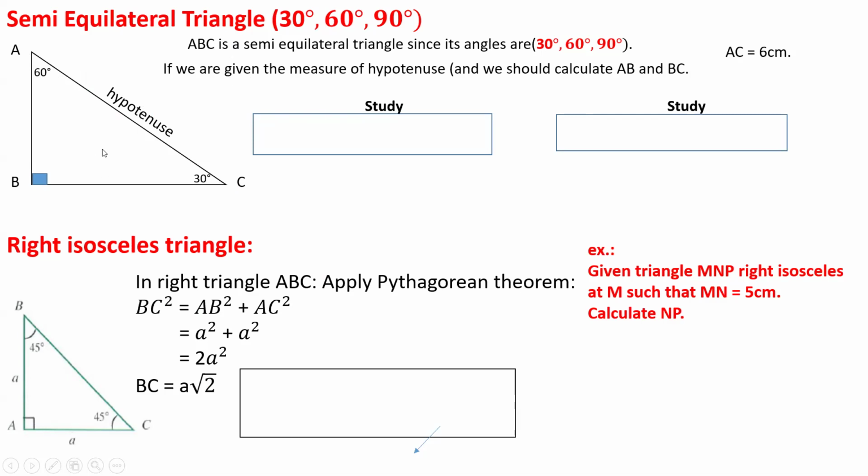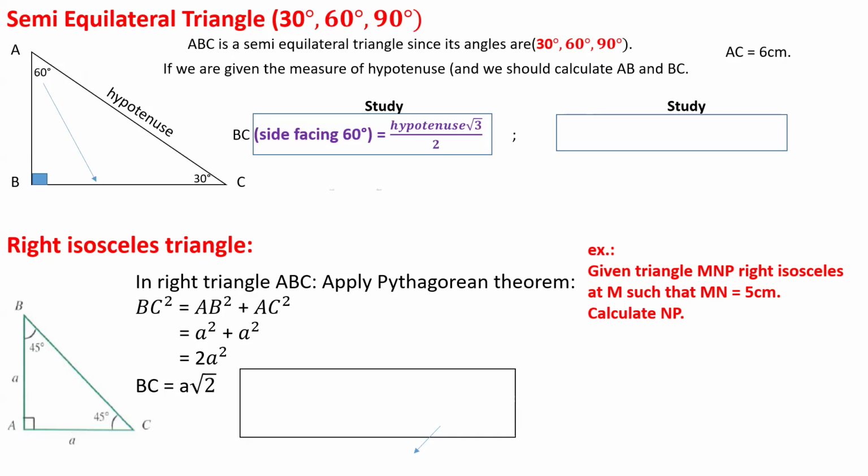I cannot apply Pythagoras. Why? Because I have two missing sides. So here in the semi-equilateral triangle, there are two rules to find side BC and side AB. If I look at side BC, it is the side facing the 60 degrees, opposite to the 60 degrees. So BC, which is the side opposite to 60 degrees, has a rule which says BC, the side facing 60 degrees, equals hypotenuse radical 3 over 2. We should memorize this rule. So the side facing 60 degrees in a semi-equilateral triangle equals hypotenuse radical 3 over 2.